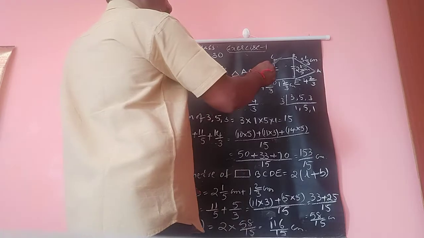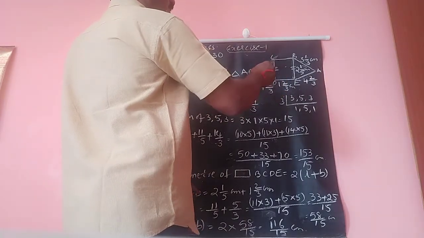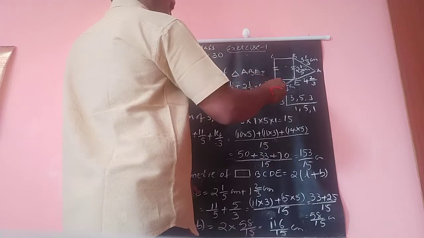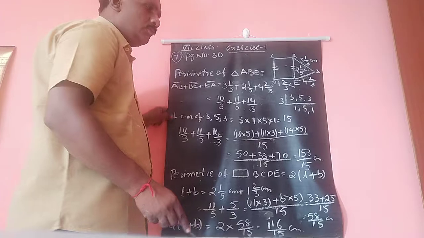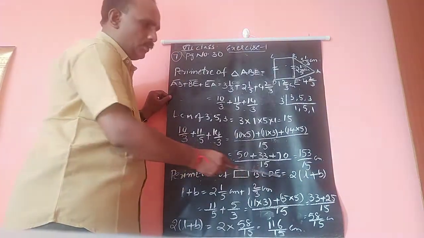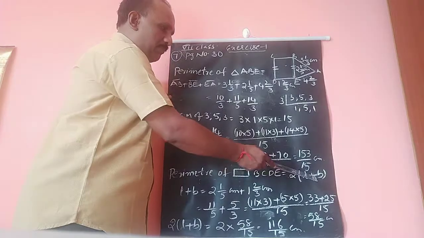Then what is the perimeter of the rectangle? Next, perimeter of the rectangle, BCDE. What is the perimeter of the rectangle? Formula, you know, the perimeter of the rectangle formula: 2 into (L plus B).